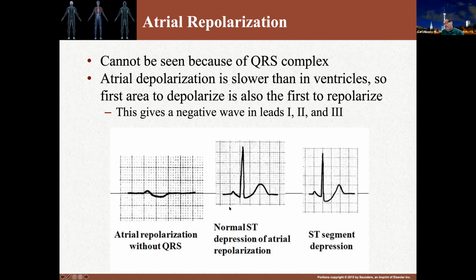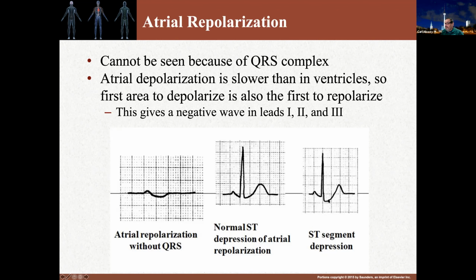Now, sometimes this is going to show up in a normal EKG tracing as this depression here in the ST segment. So this is called a normal ST depression because of the atrial repolarization. And you can tell it's normal because notice how this is going down. And if you keep following it, it looks just like that.